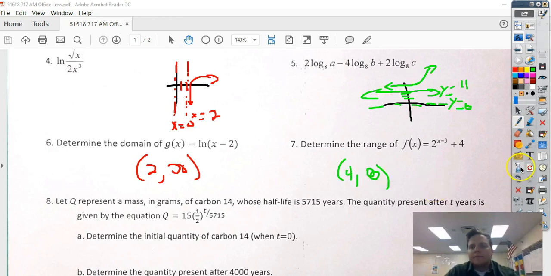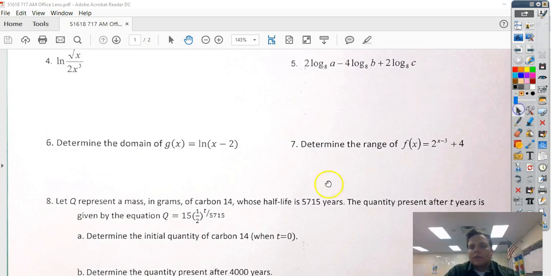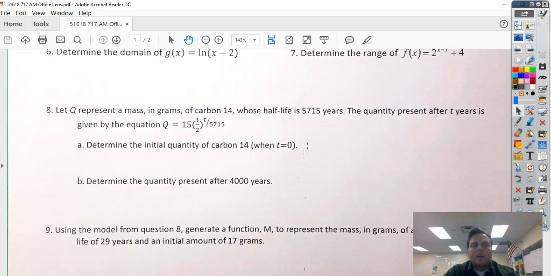All right. Let's move on. Number 8. Let Q represent a mass in grams of carbon-14 whose half-life is 5,715 years. The quantity present after t years is given by that equation. Determine the initial quantity when t equals 0.